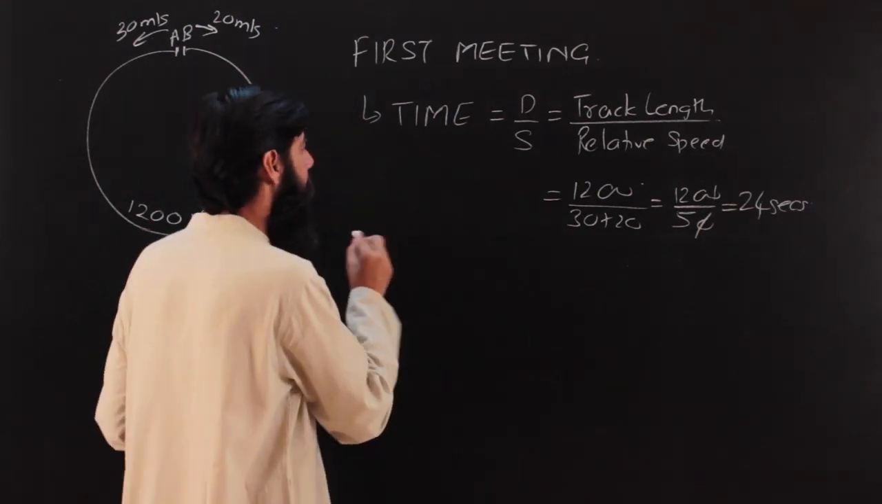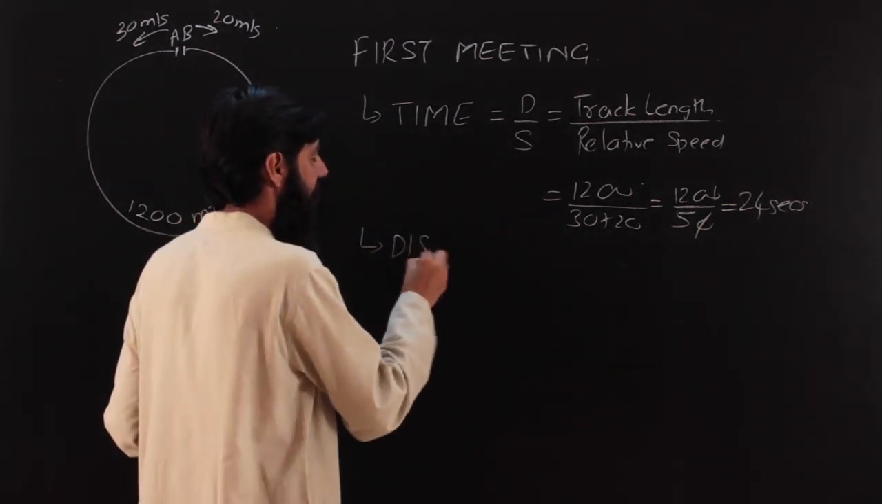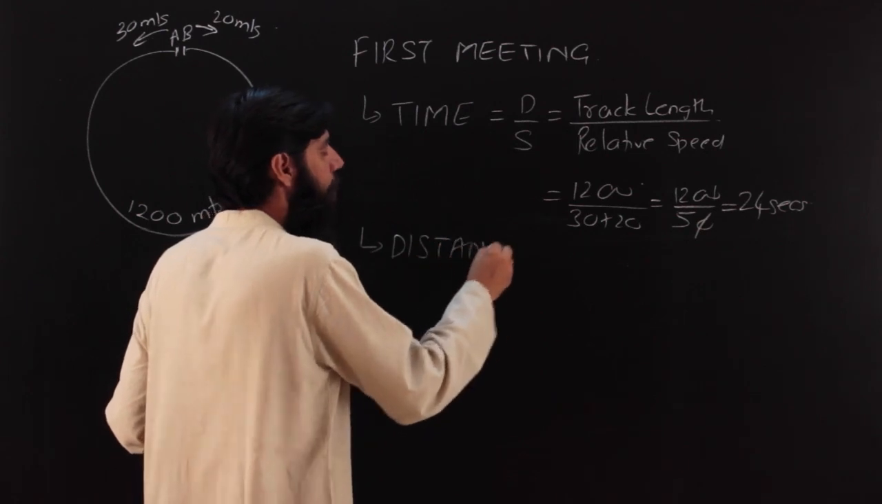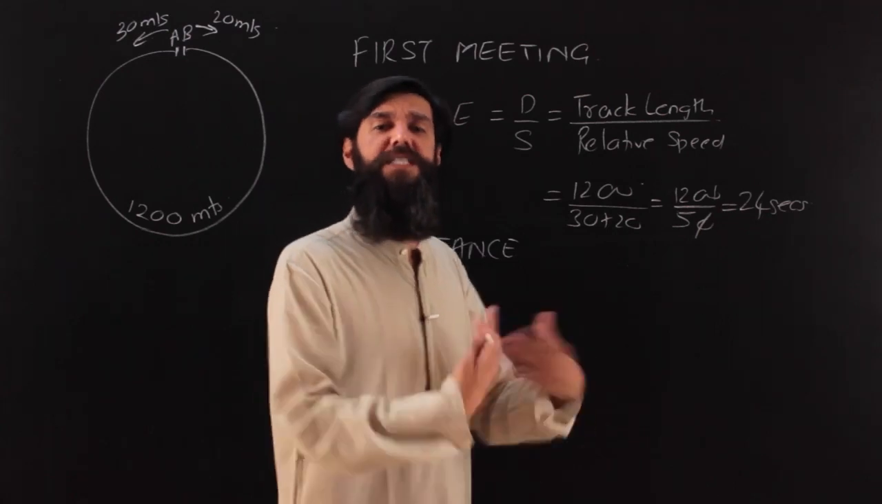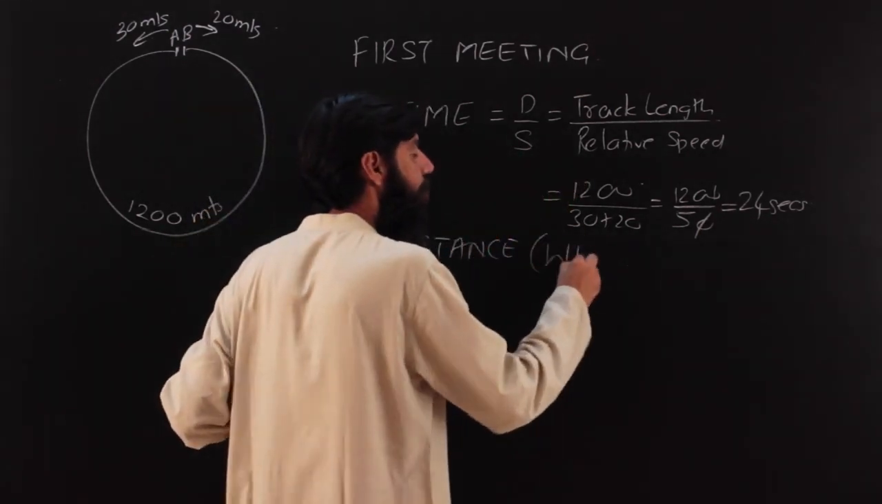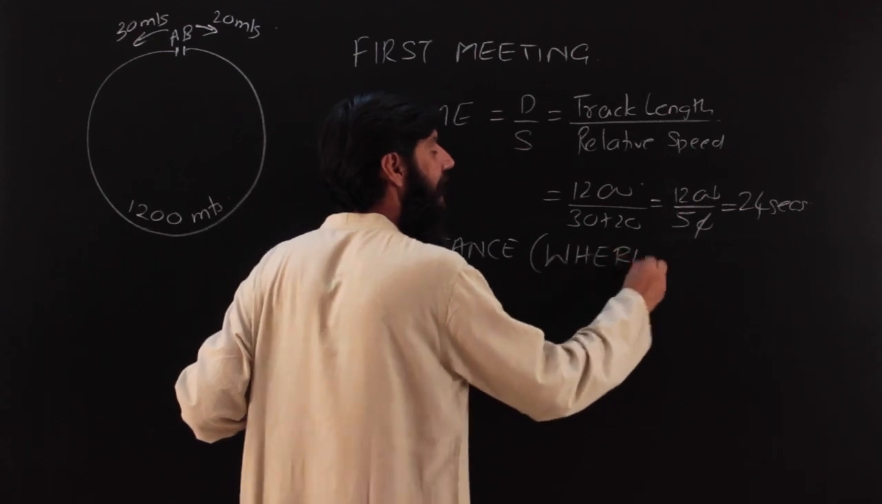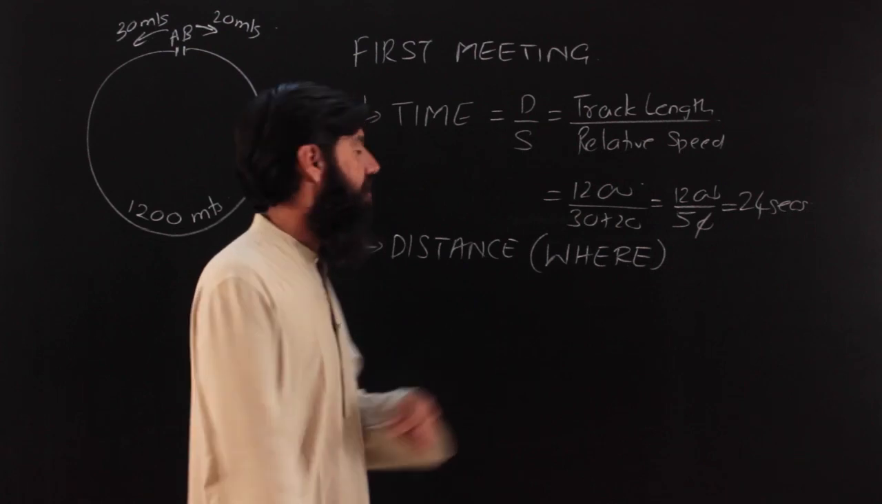The second type of questions relate to distances run. But then they would not talk about distance. Here time is very apparent: when, after how much time, it becomes a clear question. But distance is not very apparent. The questions will start with the phrase "where." Where is the meeting point, right? We need to understand this is just a question of distance.